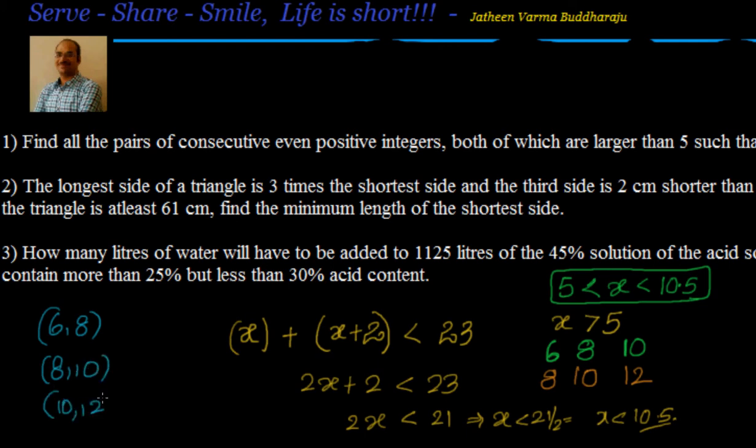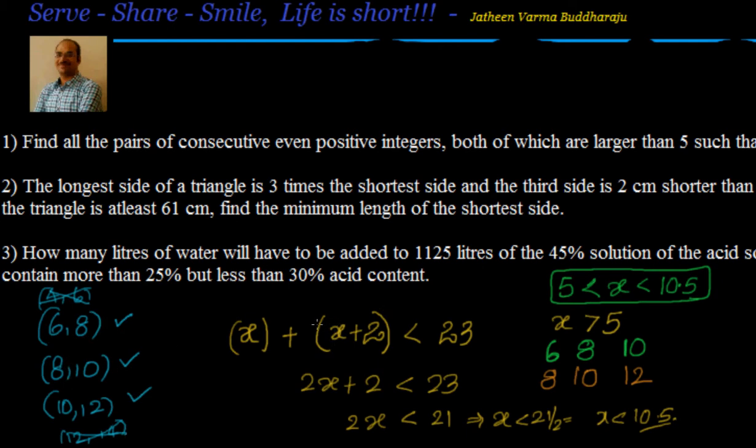Let us cross check that. Take 10 and 12. 10 and 12 both are greater than 5. Yes, and if you add them, they are less than 23. Now suppose you take 4 comma 6. It fails because 4 is not greater than 5. Similarly, you go for 12 comma 14. You see that both of them are greater than 5, but if you add them, they are more than 23. So the only values are 6, 8, 8, 10 and 10, 12.